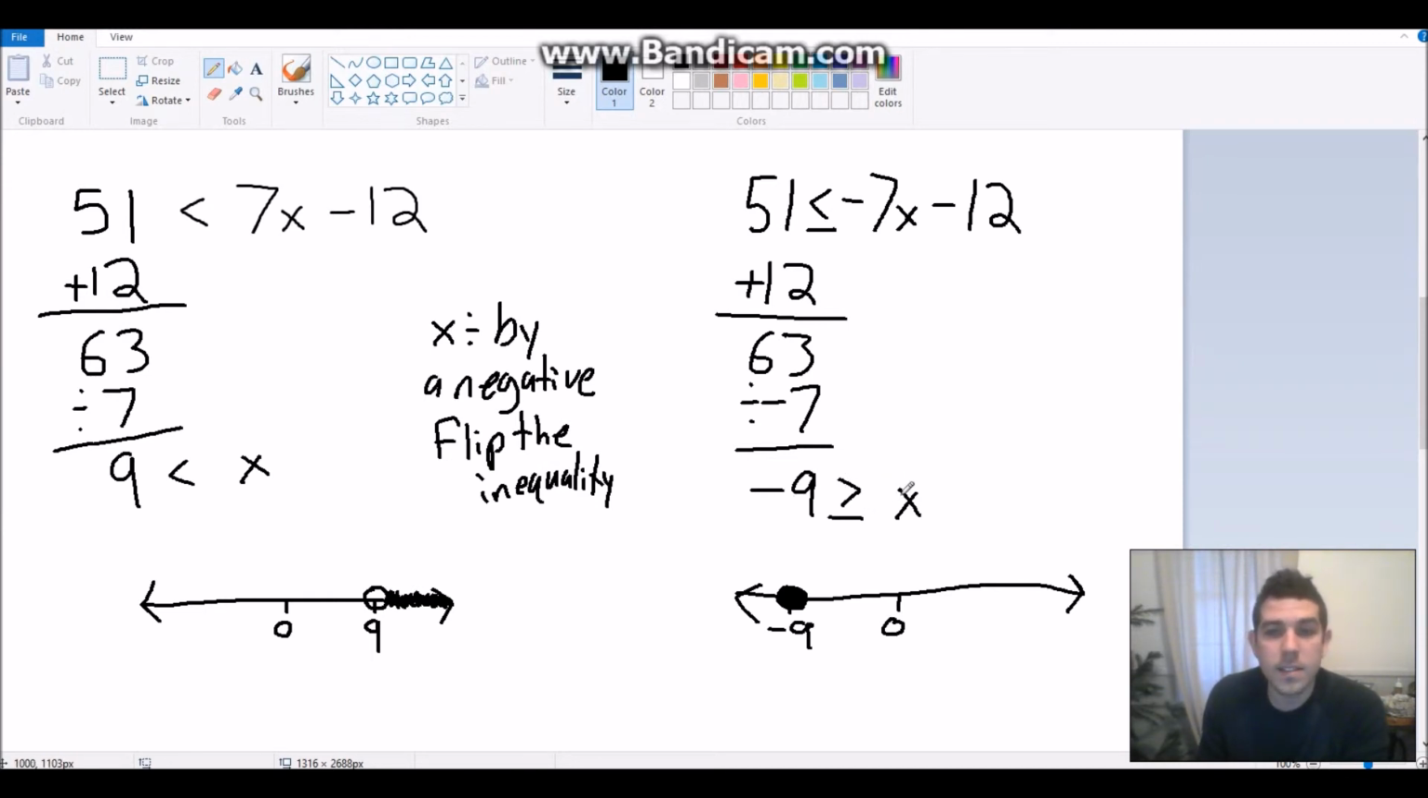So I want to shade everything that's less than -9. All the numbers that are less than -9 are this way. -10 and -12, -13, -1,000,000. Those are all numbers smaller than -9. And so I'll shade in everything over here. So there you go, that's pretty much it. Solve using inverse operation. If you see the divide by negative, you gotta flip the sign. And then put it on a number line, either open circle or closed circle, and we're gonna shade our value of all our possible x's, all our possible variables. Well, that's it, and I'll see you in class.